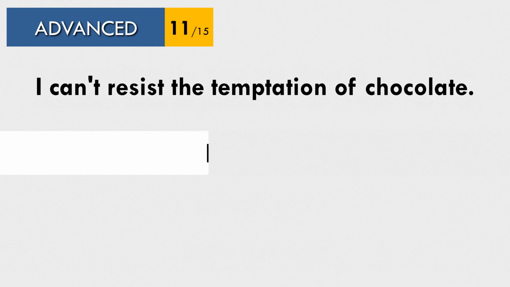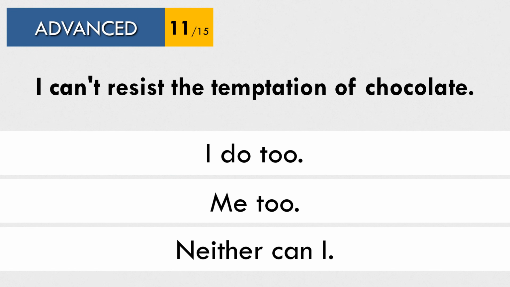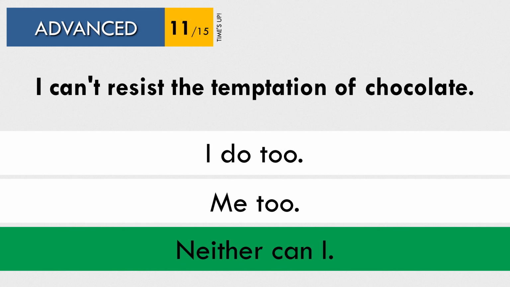To bring up in this context means to introduce or mention a topic in conversation. Question 11. Choose the correct response to complete the sentence. I can't resist the temptation of chocolate. The correct answer is neither can I. Question 12.